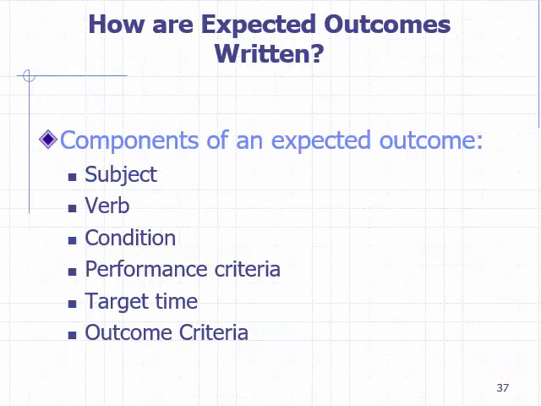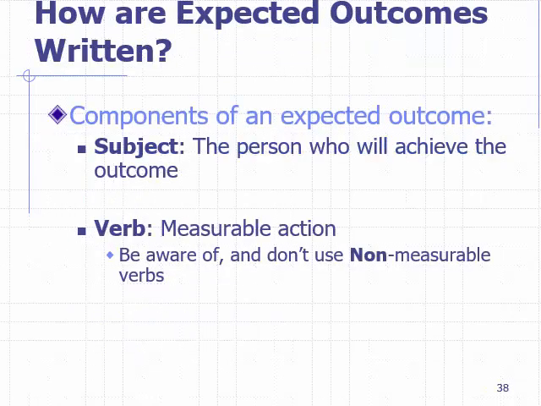So how are expected outcomes written? You have to have a subject, a verb, a condition, performance criteria, target time, and outcome criteria. And we are going to look at each one of these components closer here. So let's look at the components of an expected outcome. You have to have a subject. This is the person who will achieve the outcome. For example, the patient will. The wife will.